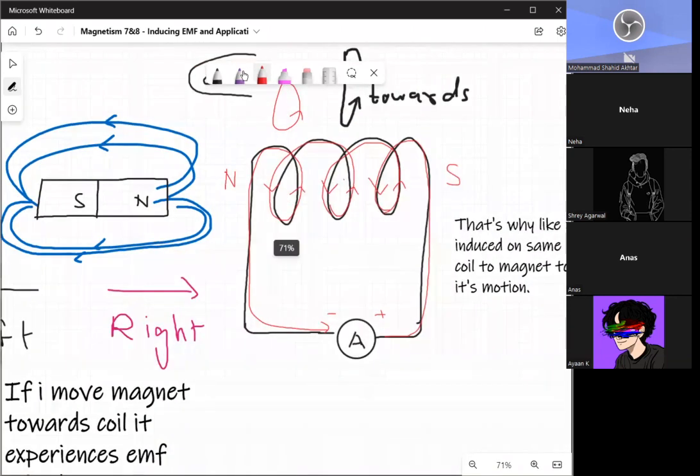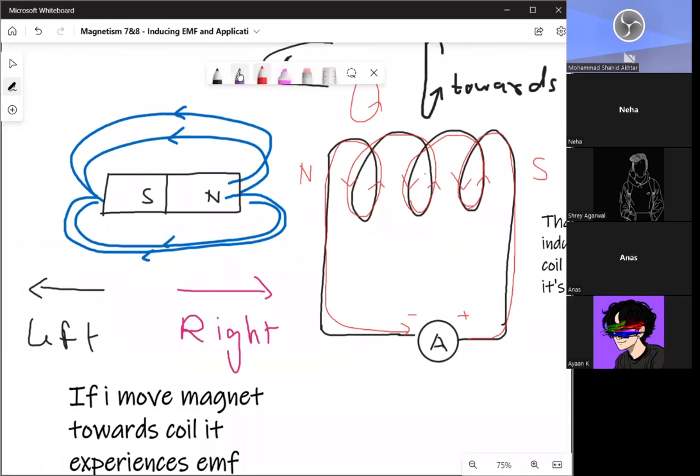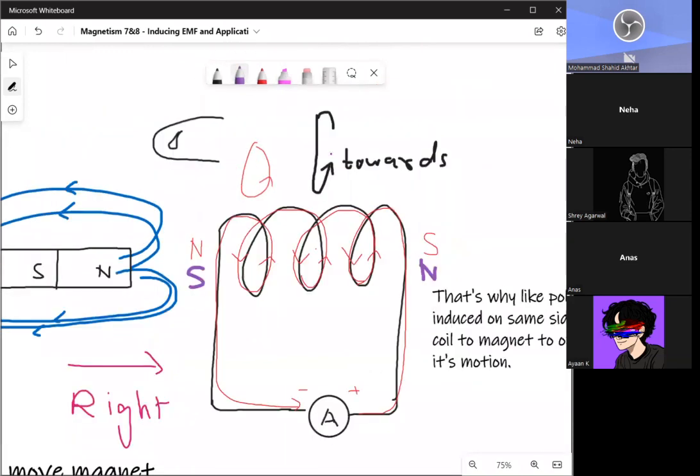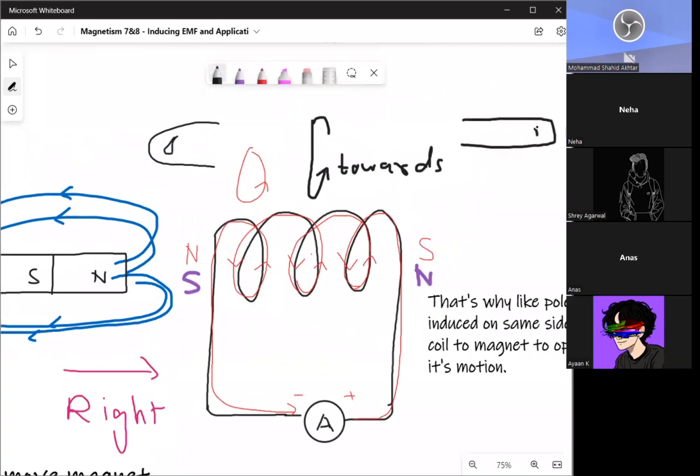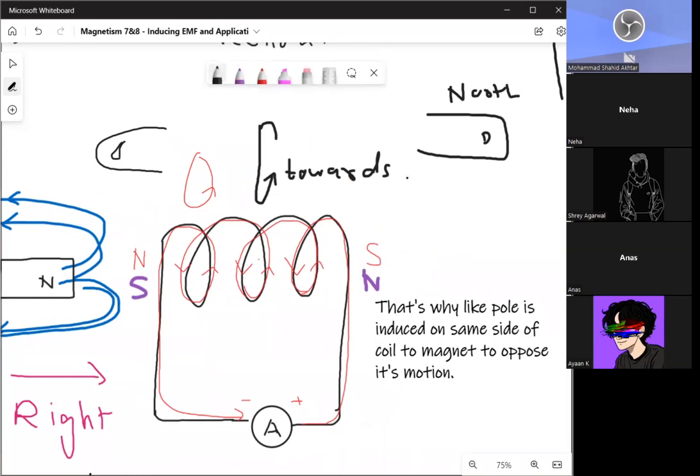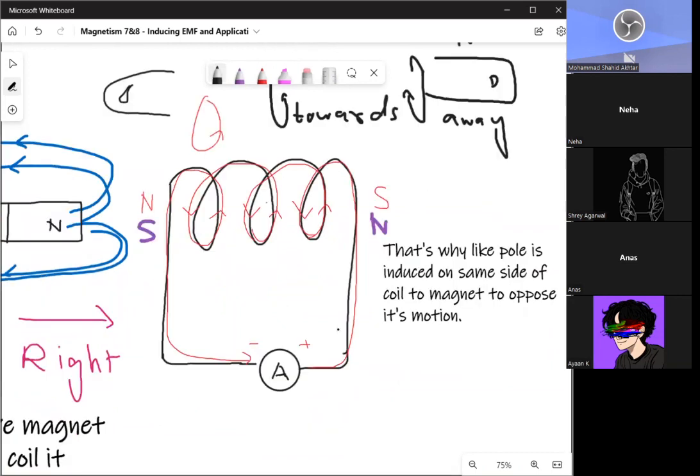Now let's see what happens if instead I move the magnet to the left. Which pole will be induced on the same side as the magnet? South. Now what happens to the current then? The current will start flowing in the opposite direction. Your thumb will now point to the right side, North. And therefore your fingers will now point in the opposite direction, which will be away from you. Okay, so this is how it will look.